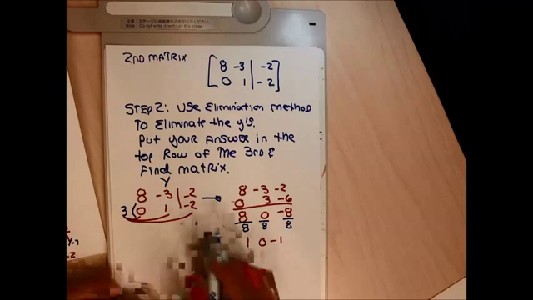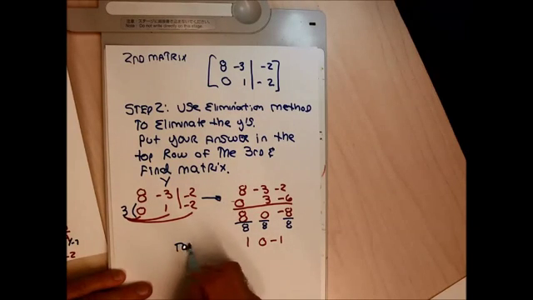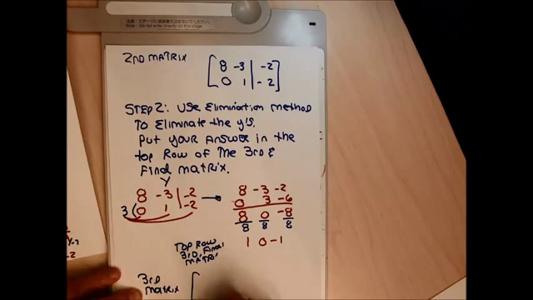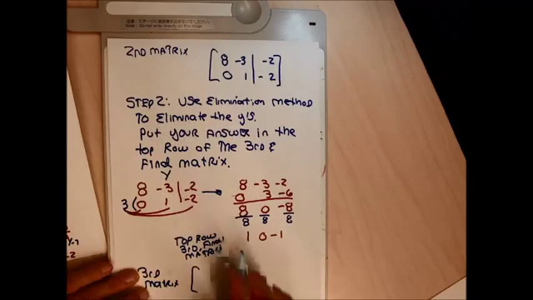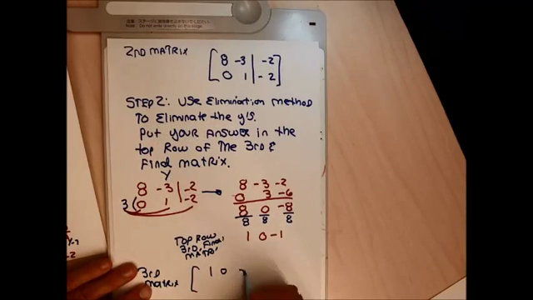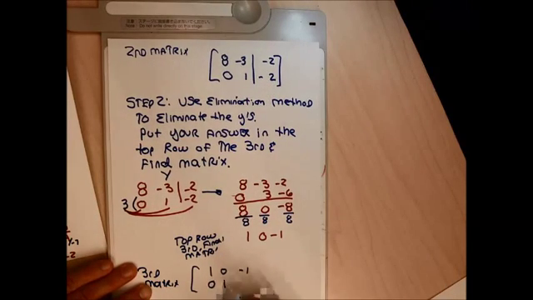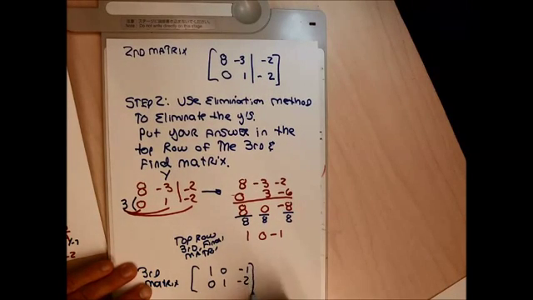Without impacting my answer. So this is going to be the top row of my third and final matrix. So my third matrix, the top row is going to be 1, 0, negative 1. The bottom row is going to be 0, 1, negative 2. I'm only changing one row at a time.